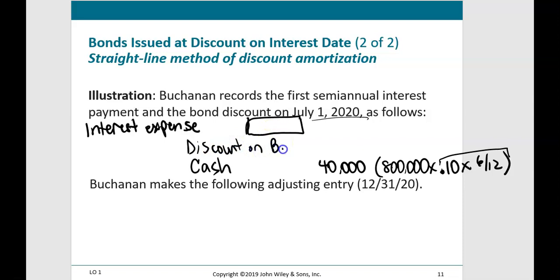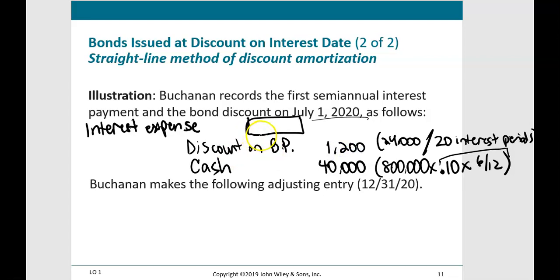I'm going to abbreviate this here so I can fit all my credits together. So the amount of the discount, we take the initial discount amount, which was 24,000, and we allocate it over the 20 interest periods. If this was an annual bond, we would do this once a year for 10 periods, but since it's a semi-annual bond, every time we make the cash interest payment or have an adjusting entry, we're going to amortize that discount. So this would be 1,200.